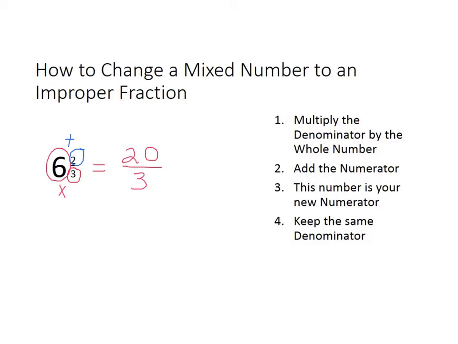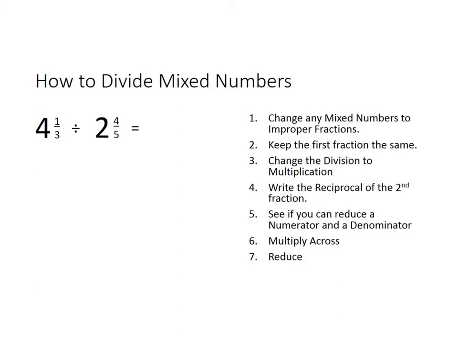An easy way to check and make sure you're doing this right is if you take your improper fraction, in this case 20 thirds, and you divide it out to change it back to a mixed number. In other words, you take the numerator divided by the denominator. 3 goes into 20 6 times, subtract, and we get 6 2/3. So 6 2/3 is equivalent to 20 thirds. It's just easier when you multiply and divide fractions if you're doing it with a full fraction rather than a mixed number.